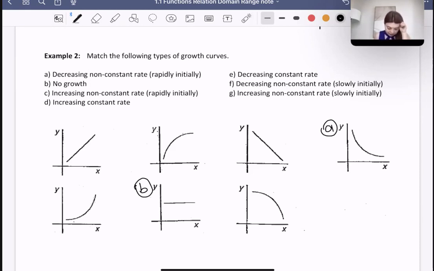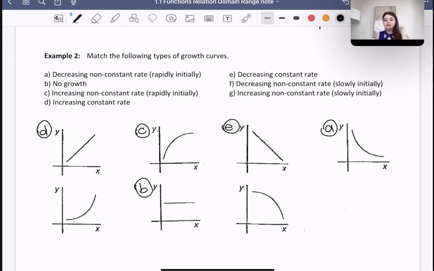Then we have increasing at a non-constant rate, so increasing at a faster rate initially and then a slower rate later on. That would be this one here. Then we have increasing at a constant rate, so that would be a straight line going up. Then we have E, which is decreasing at a constant rate. That would be this one, because it's decreasing in a straight line, so constant rate.